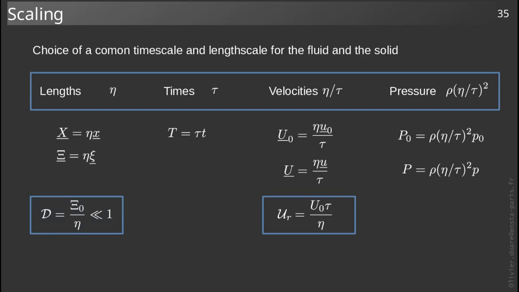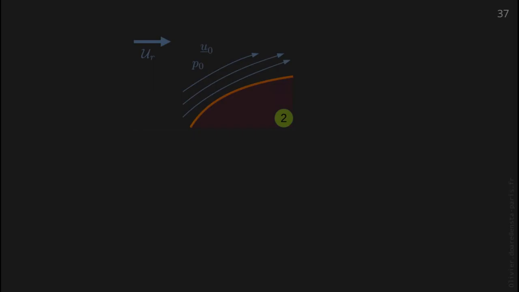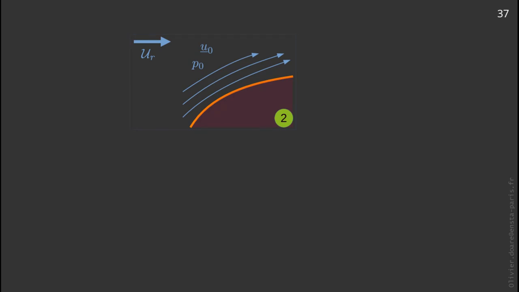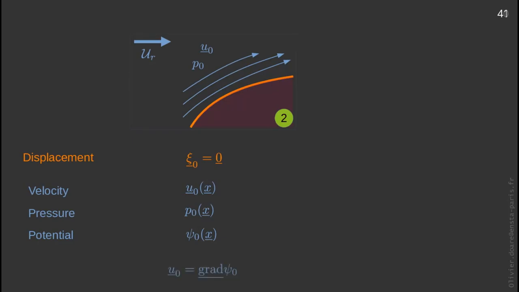Finally, let us not forget that if we have to couple the fluid with a structure mode, we may also introduce a mass ratio. The dimensionless steady state is therefore described by a solid at equilibrium, having zero displacement in this reference state, placed in an infinite flow at velocity UR. The velocity field U0 and the pressure field P0, both stationary, depend only on x. Since we consider an inviscid flow, the velocity U0 derives from the potential psi0 such that U0 equals gradient psi0.